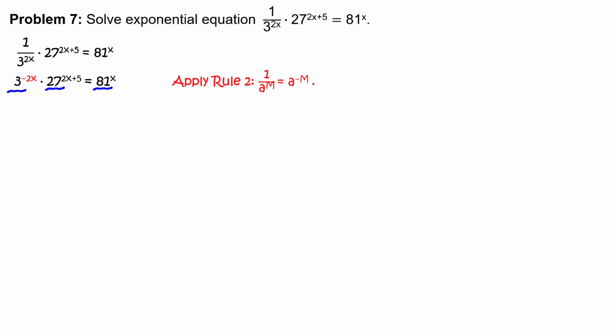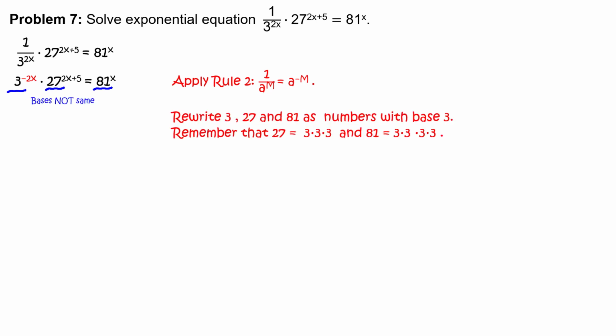Note now that the bases are not the same. You have a base of 3, a base of 27, and a base of 81. So I'm going to rewrite 3, 27, and 81 as numbers with base 3. Remember that 27 is 3 times 3 times 3, and 81 is 3 times 3 times 3 times 3, or 3 to the fourth. So 3 to the negative 2x stays as 3 to the negative 2x. 27 becomes 3 cubed. So you get 3 cubed, in parentheses, the whole thing raised to the quantity 2x plus 5. And then 81 becomes 3 to the fourth, in parentheses, raised to x.